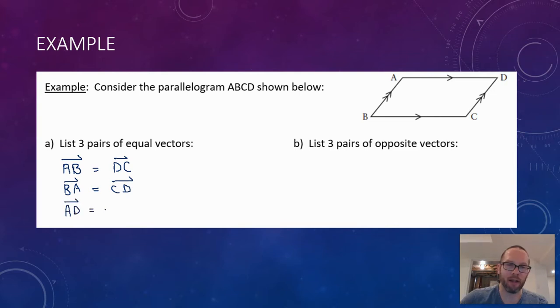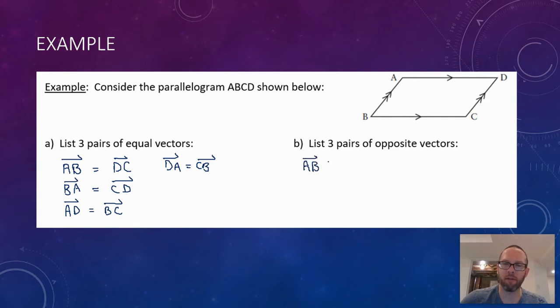And vector AD would be equal to BC. And I guess the last one, I might as well squeeze it on here, maybe you said that DA is equal to CB. There are actually 4 pairs possible in that diagram. Now for 3 pairs of opposite directions, there are many. I'm not sure I'm going to list them all.